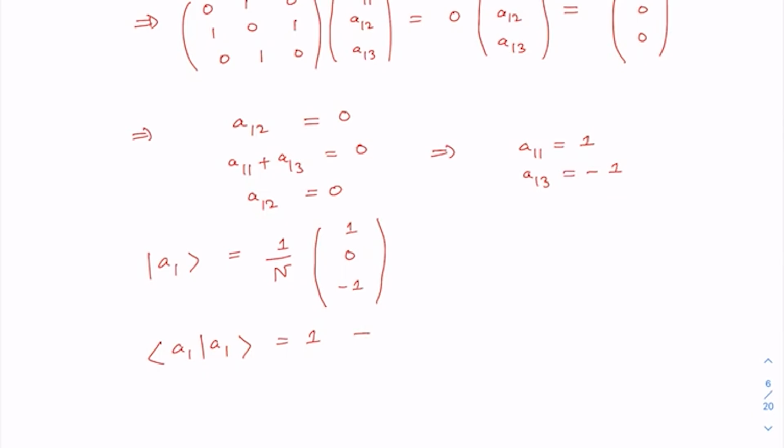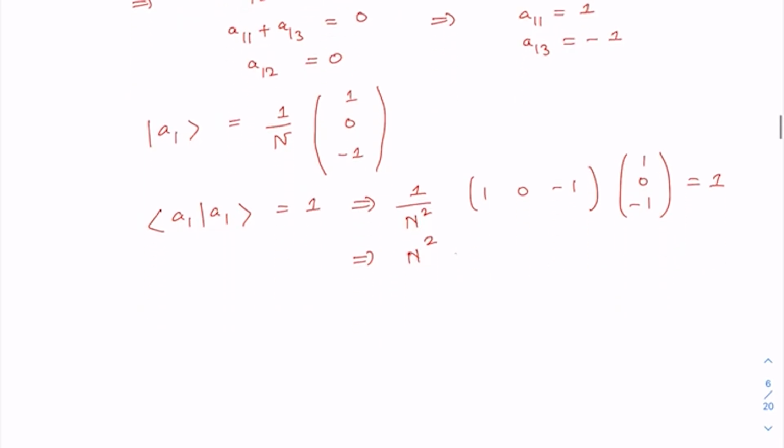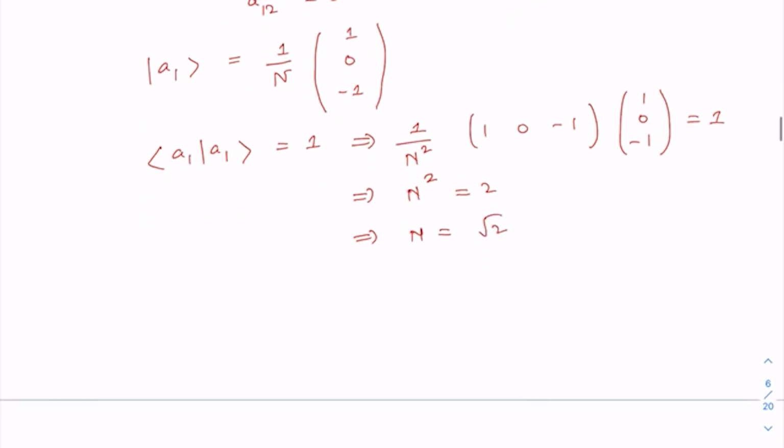So this implies that I will have 1 by N squared, (1, 0, minus 1) times (1, 0, minus 1), is equal to 1. If you solve it, you will get N squared is equal to 2. Therefore N is equal to root 2. So ket A1 is equal to 1 by root 2, (1, 0, minus 1).